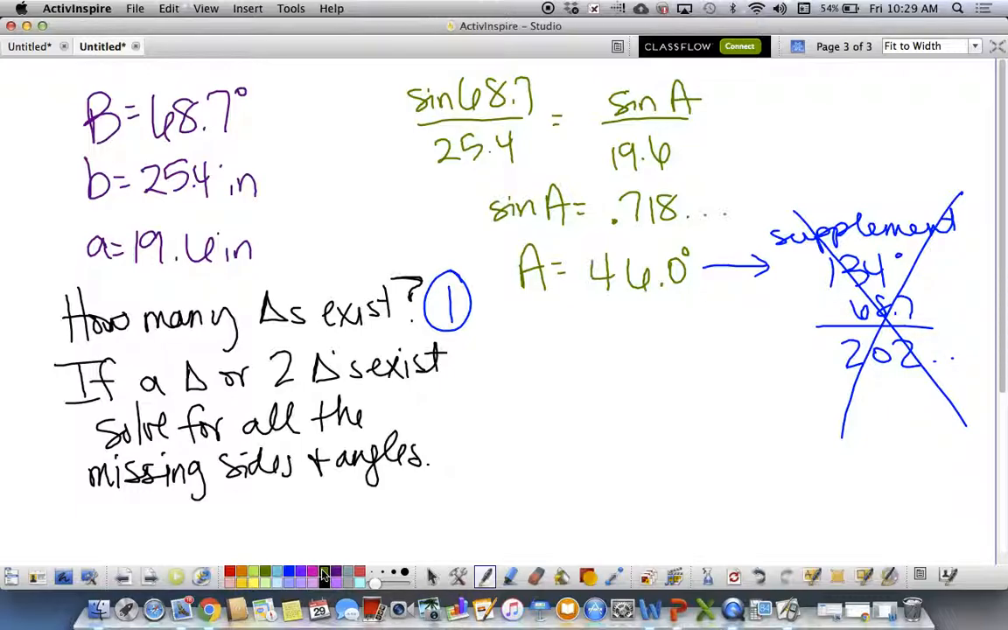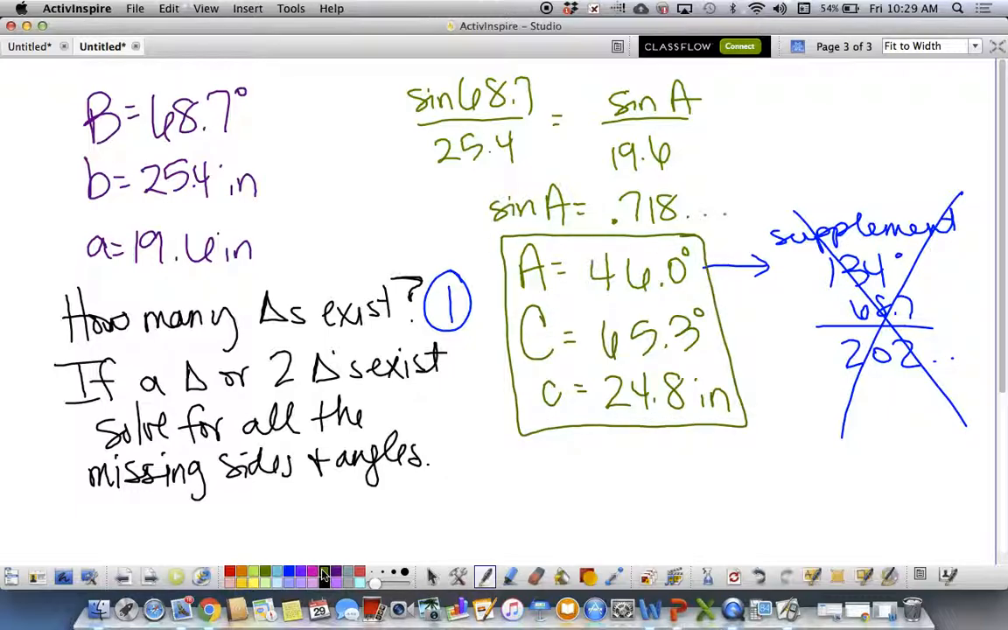All right. So what do you know about angle C? You want us to tell you what it is? Yes. 65.3 degrees. Then what about little c? 24.8 inches. One triangle. One triangle, we're happy. We still have to check to see if there could be more. That's why we do this little supplement and see.